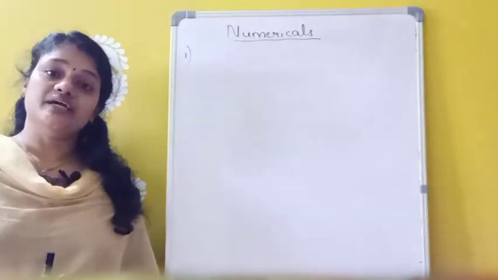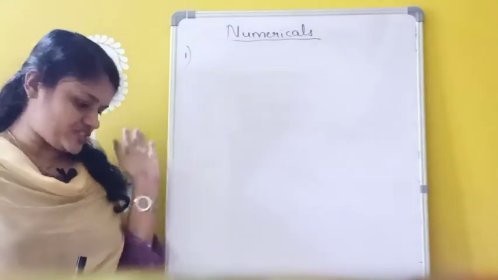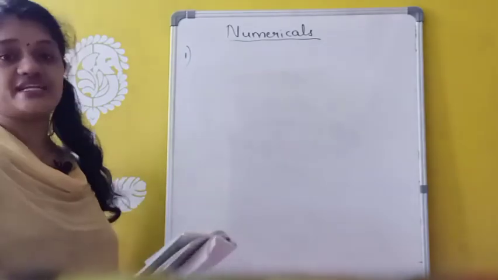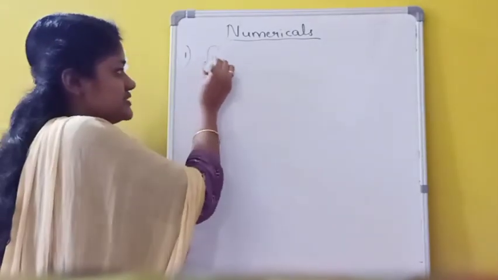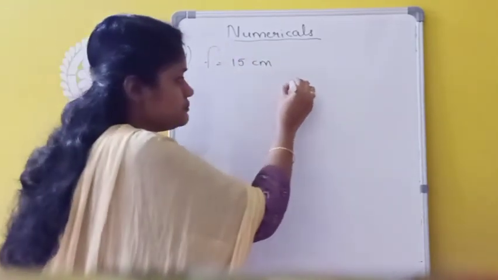Welcome children. Today I am dealing with some numericals based on spherical lens. So first one, a concave lens has a focal length of 15 centimeters. This concave lens is having a focal length of how much? 15 centimeter. So I am drawing a concave lens here.